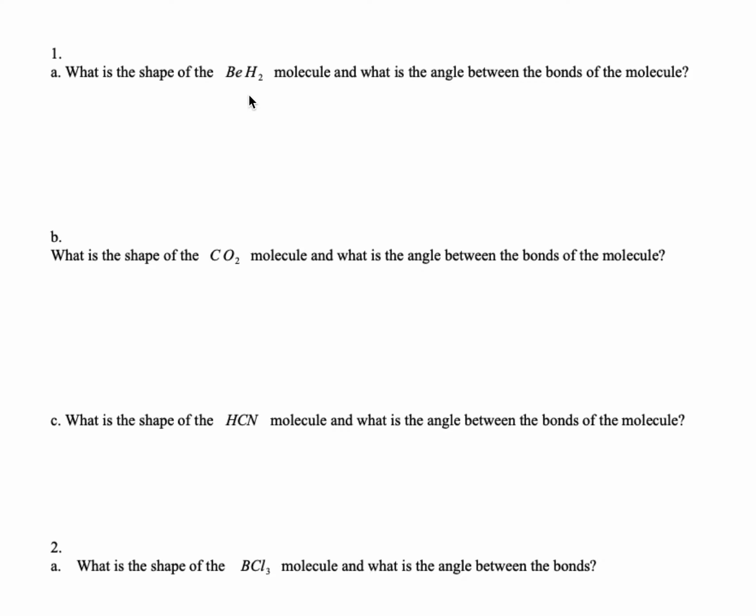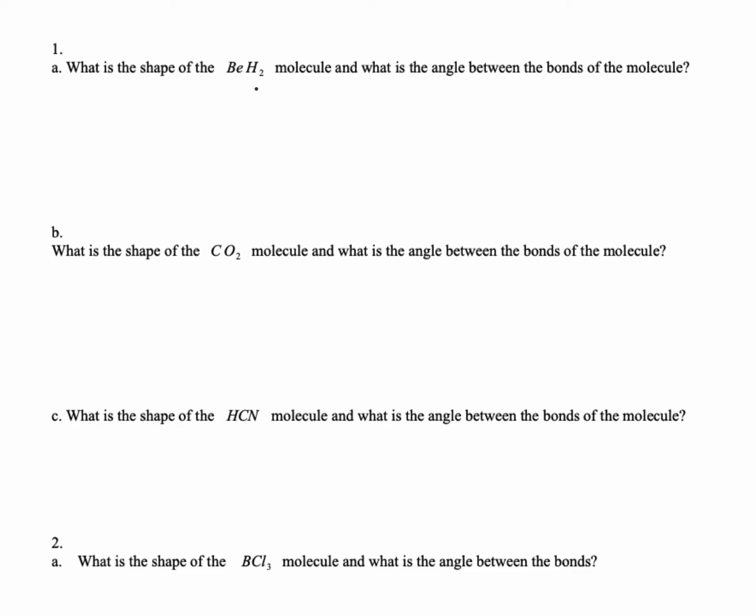Let's try to predict the shape of a BeH2 molecule. And we want to say, what is the angle between the bonds of this molecule? Now, sometimes it can be difficult to tell which atom is going to be the central atom. In this case, it's not difficult to tell. Hydrogen can't be a central atom because it can only bond to one thing. So instead, Be is going to be the central atom.